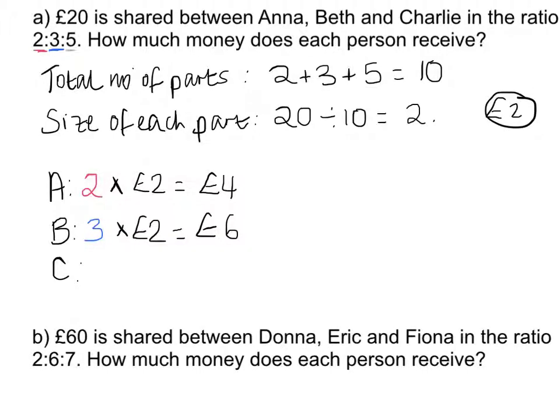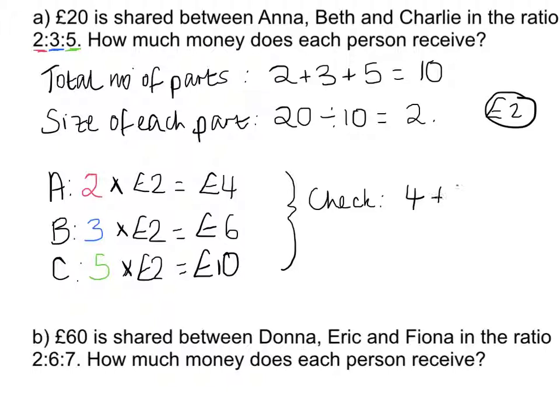And finally, Charlie gets 5 parts. Each part is worth £2. So altogether, he gets £10. So there's your final answer. A really quick, easy way to check that you've probably got the right answer is to add these together. So 4 plus 6 plus 10, that gives you 20, which is the same as the total value given in the question. So we know we've probably got the right answer.